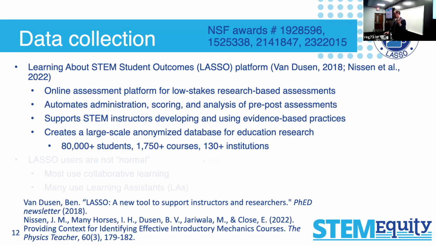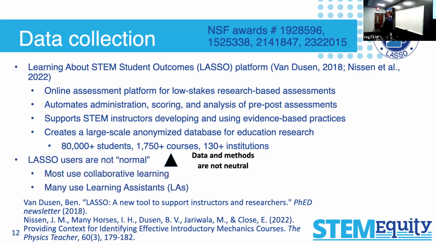So we have all this data, which is great, but we have to remember our data and methods are not neutral. So think about, okay, what bias might already exist in this data set? When we looked at it, one important place we saw bias is that the people who choose to use Lasso are not necessarily your typical instructors. These are instructors who said, oh, I want to go learn more about my class. I want to measure what I'm doing. This is an instructor who's pretty plugged in to think about education.